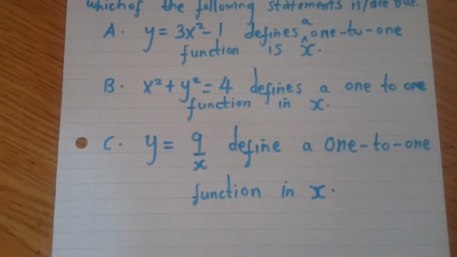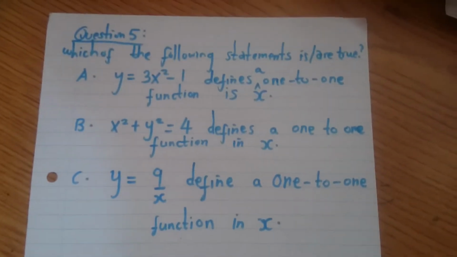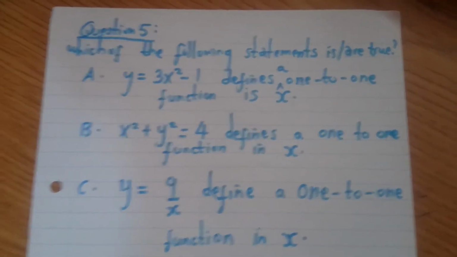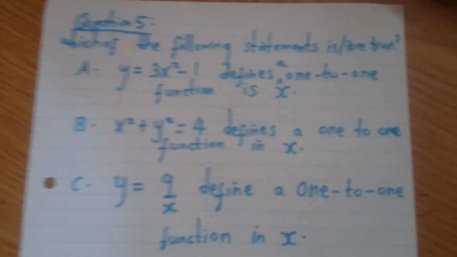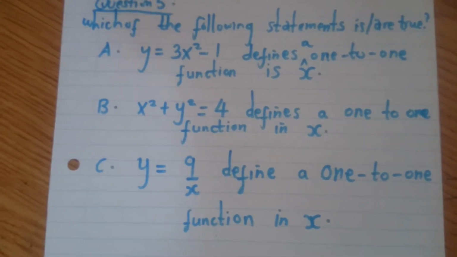The second one is a circle, x squared plus y squared equals 4, defines a one-to-one function in x. That means when it is cut in the vertical line test, that's what they say. Defines a one-to-one function in x.